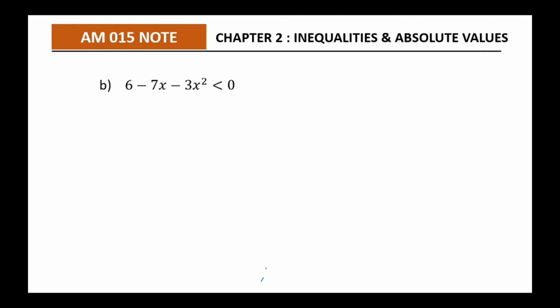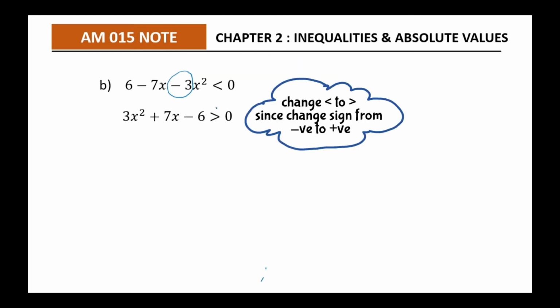Okay, next example, 6 - 7x - 3x² < 0. For this example, we have a negative 3. So the first thing, we need a positive a. So divide by negative 1. Then we have 3x² + 7x - 6 > 0.